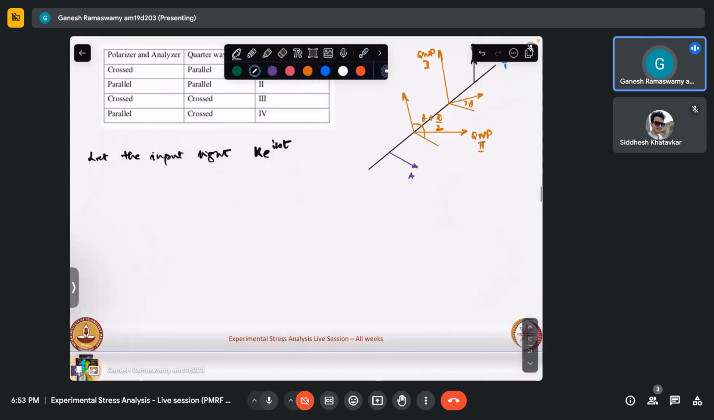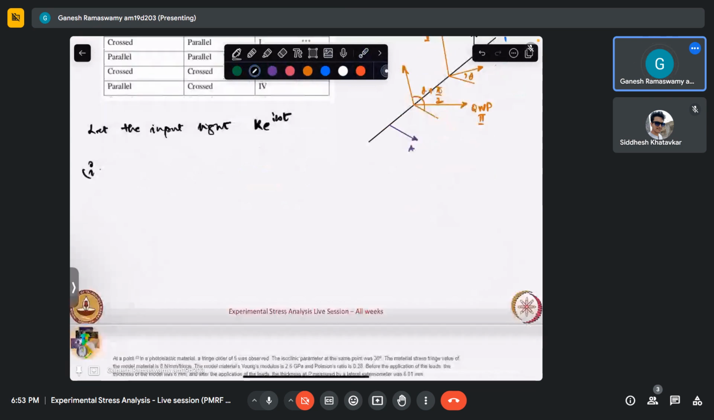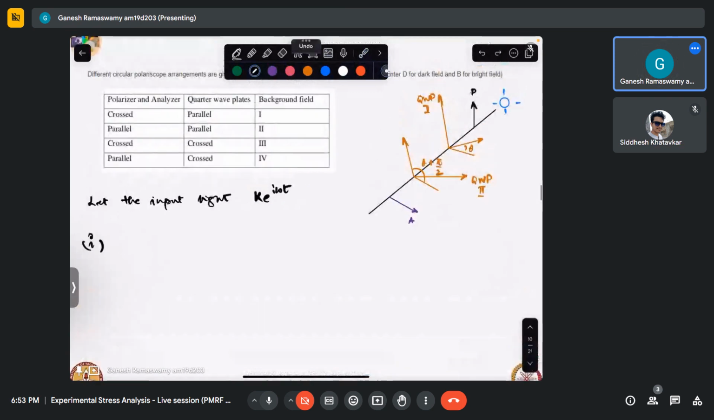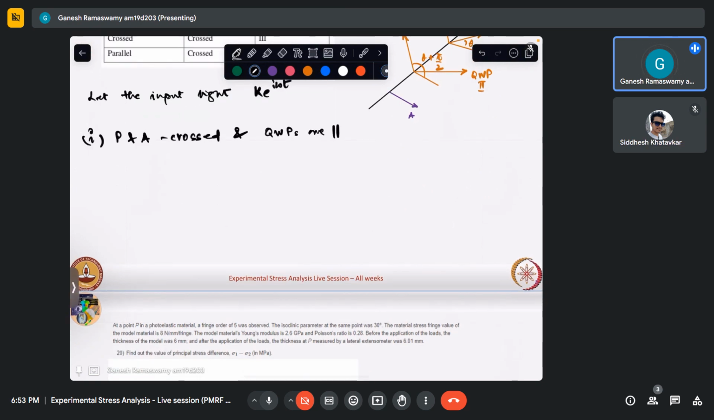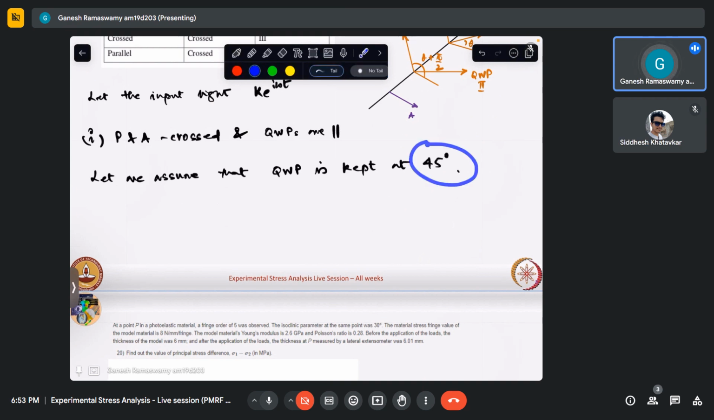So let us look at the first combination. It says the polarizer and analyzer are crossed and the quarter wave plates are parallel. Okay. So for the sake of convenience, let me assume that the quarter wave plate is kept at, let us say, 45 degrees. The slow axis of the quarter wave plate, I am assuming it to be kept at 45 degrees.